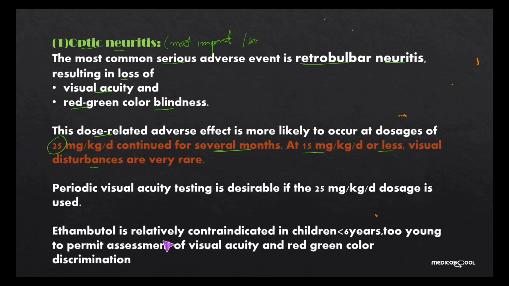Also, ethambutol is relatively contraindicated in children less than 6 years of age, because they are too young to permit assessment of visual acuity and red-green color discrimination. So ethambutol is relatively contraindicated in children less than 6 years of age. Now coming towards the other side effects.